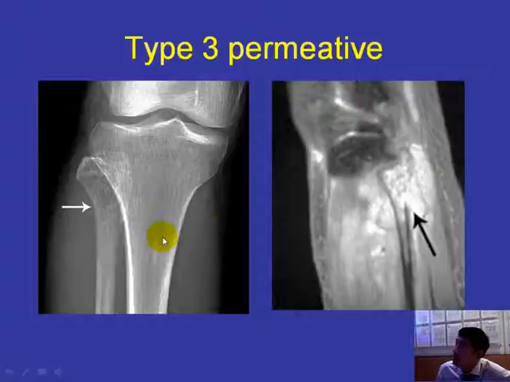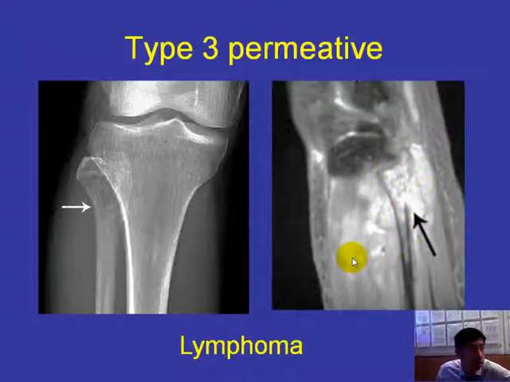Permeative is harder to tell. In this case, wow, it's hard to even tell there's a lesion here. And that's the whole point. That's why it's permeative. It's very indistinct. But on the MRI, you can clearly see this abnormality here, even a soft tissue component that's coming out of the fibula in a patient with lymphoma. So those are the types of margins that you want to be aware of.